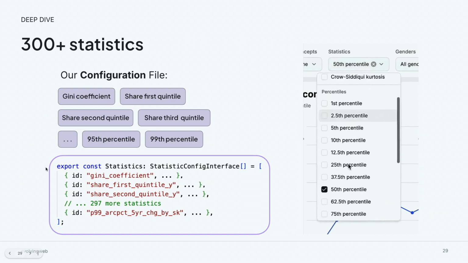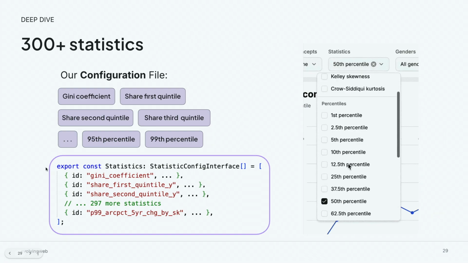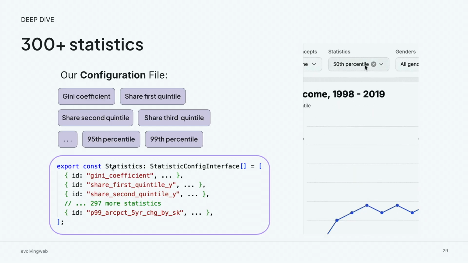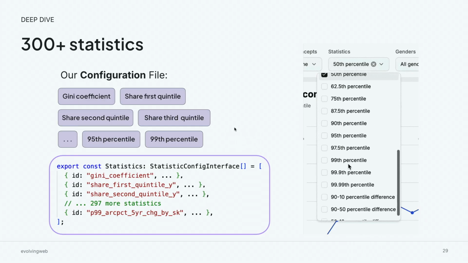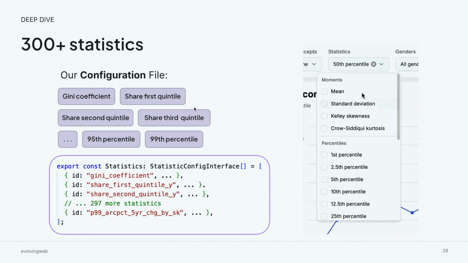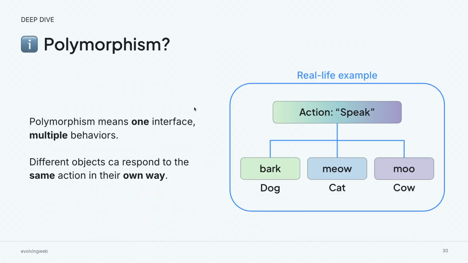So we currently have more than 300 statistics in our config files. All of them are like a JSON object, and that's how the config file works.